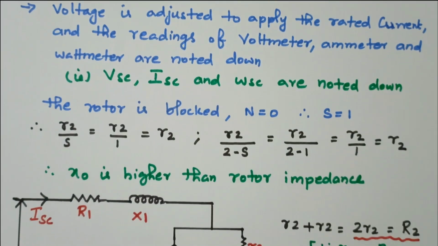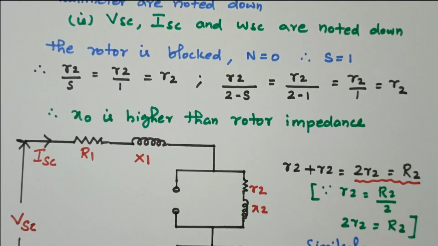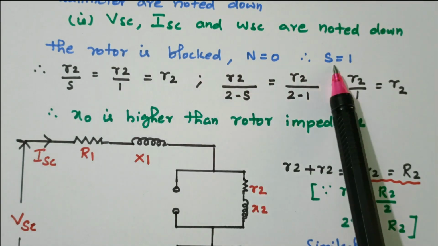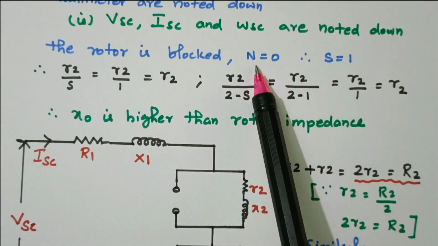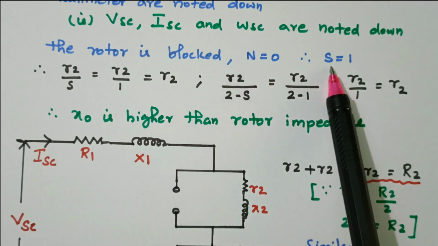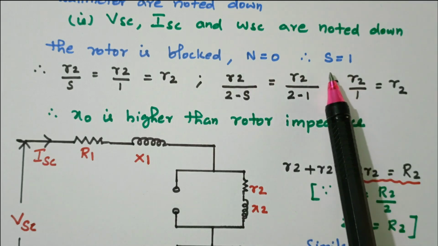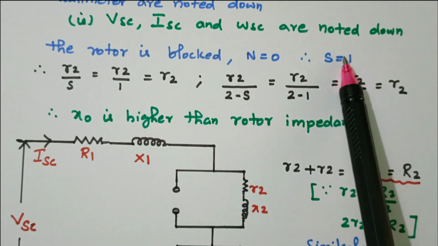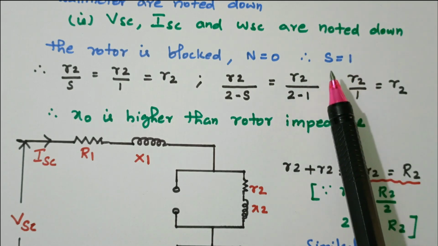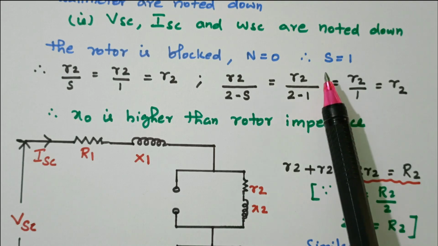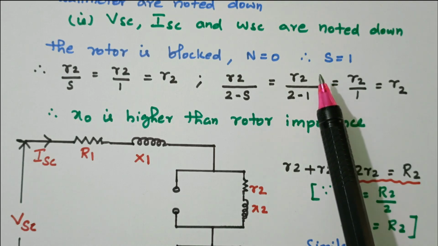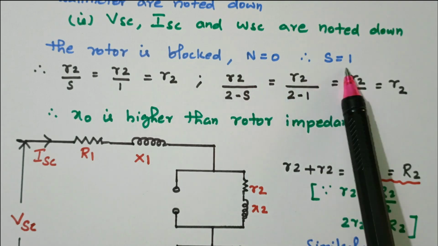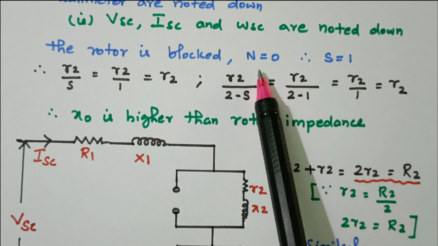Now based on that, we will see that the rotor is blocked. So N equal to 0, S equal to 1. Completely there is no speed. Fully slipped, S equal to 1. In the previous case, the motor is rotating at the rated speed, so no slip, S equal to 0. Speed is not slipped. But here the entire speed is slipped, that is, speed is 0.